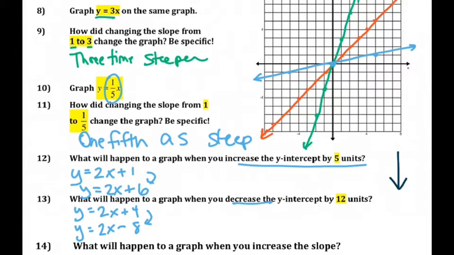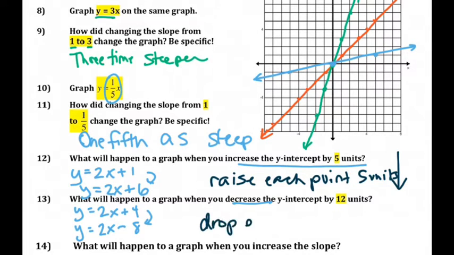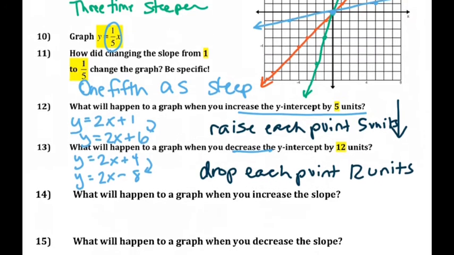On number 12, it's going to raise each point 5 units. So be specific. When I decrease it, it's going to drop each point in the graph 12 units. So the whole thing is going to be lower.